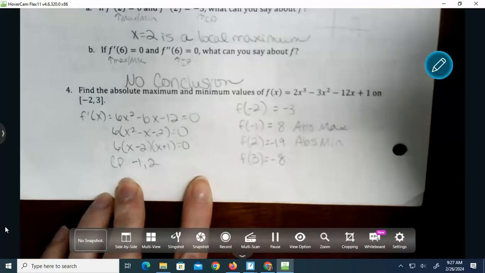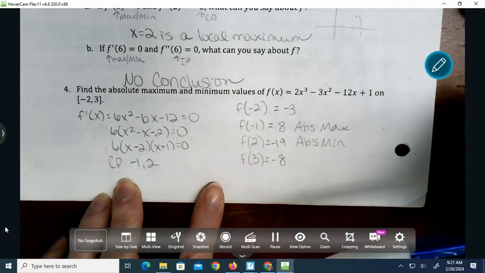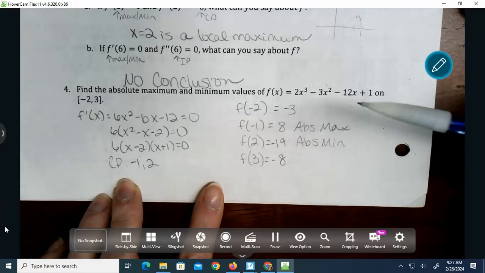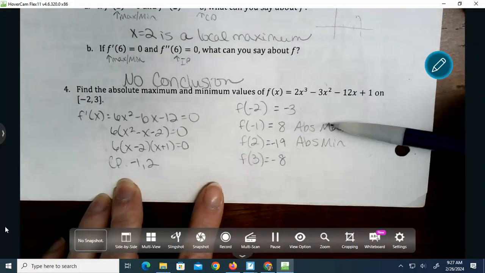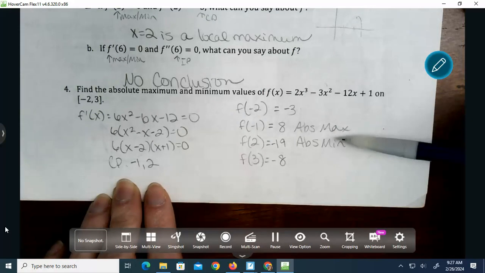Number 4, critical points are 1 and 2. Sorry, -1 and 2. Check those and your endpoints. So your absolute max is -1, 8. Absolute min is 2, -19.